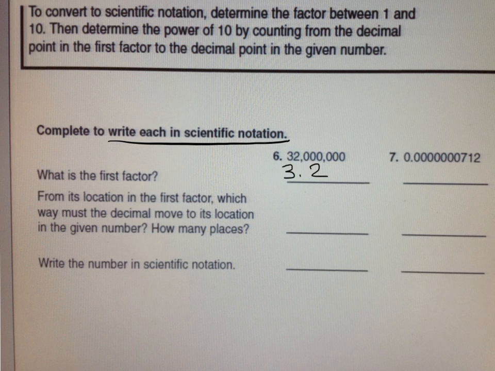I'm trying to make the number bigger. I need 32 million. So, what direction is my decimal point going to have to move? It's going to have to move to the right. And how many places? If I'm at 3.2 and I need my final answer, how many places am I going to move? 1, 2, 3, 4, 5. Uh-oh, I lost track. 6. 1, 2, 3, 4, 5, 6, 7. Whew! 7 places. I'm going to move to the right 7 places.